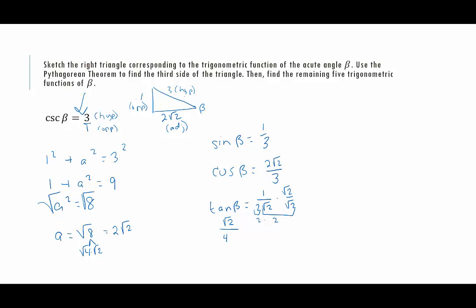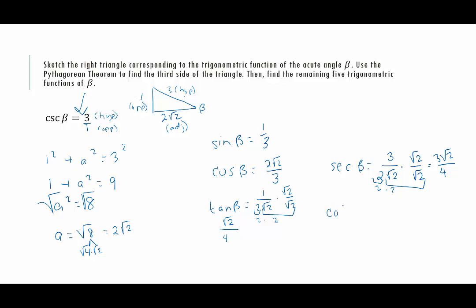For our reciprocal functions, cosecant is already done and I'm not going to repeat it like I did with tangent. So I'm going to skip cosecant, we'll go straight to secant. Secant is the reciprocal of cosine, that will be 3 over 2 radical 2. Let's rationalize the denominator by multiplying by root 2 over root 2. And we end up with 3 radical 2 over 2 times root 2 times root 2 is 2. 2 times 2 is 4. We can't simplify because 3 and 4 don't have any common factors besides 1. So that's secant of beta.